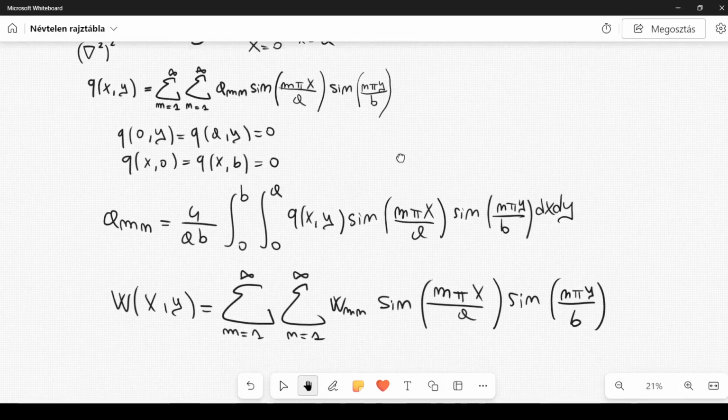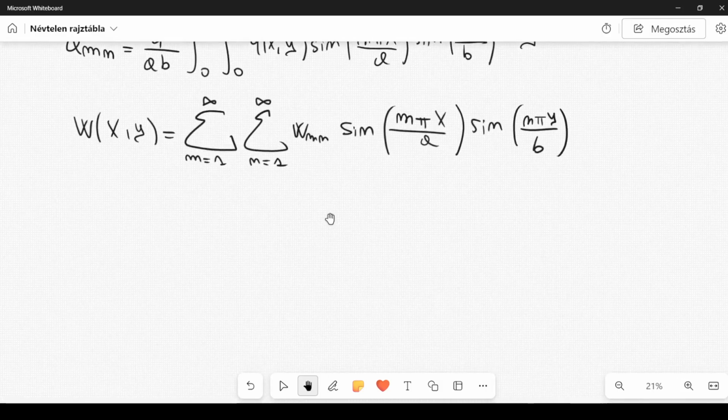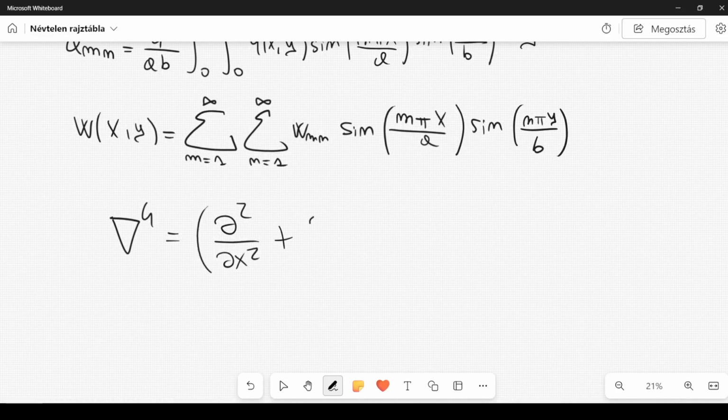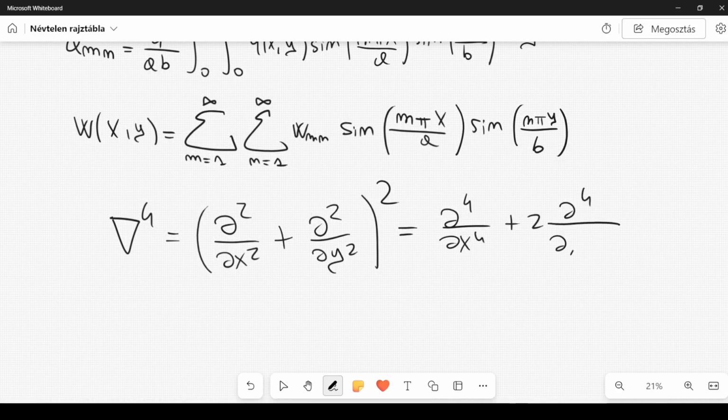Now at this point we need to calculate nabla to the fourth of w. So nabla to the fourth is equal to d squared dx squared plus d squared dy squared, squared. And this can also be expanded like this: d4 dx4 plus 2 d4 dx squared dy squared plus d4 dy4. So we need to calculate this derivative, and this derivative.